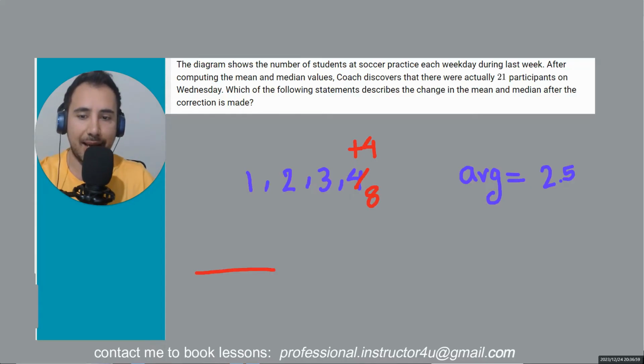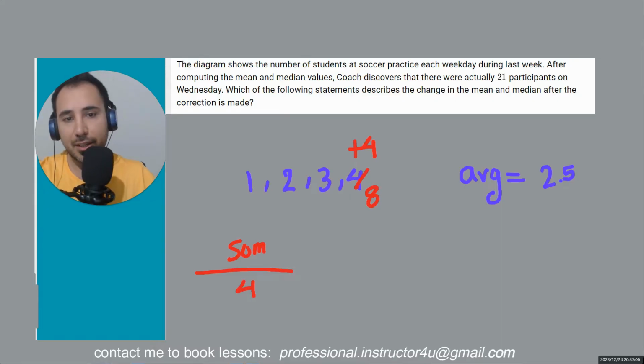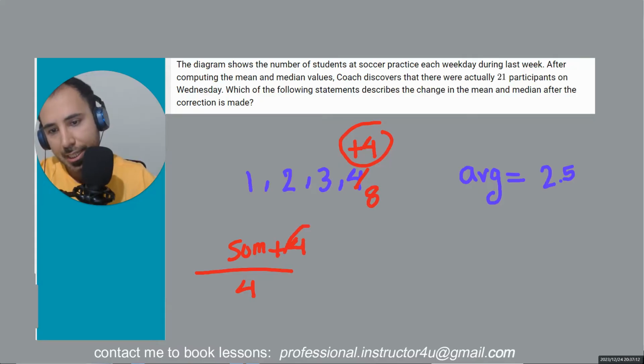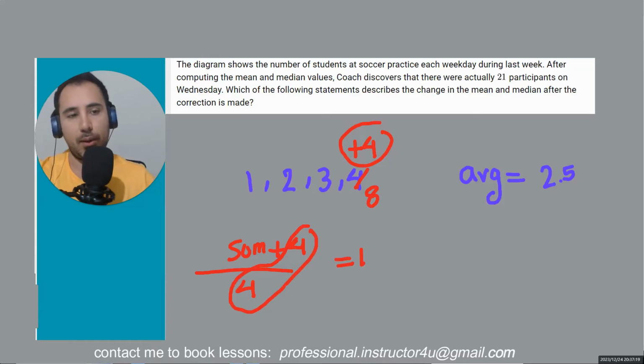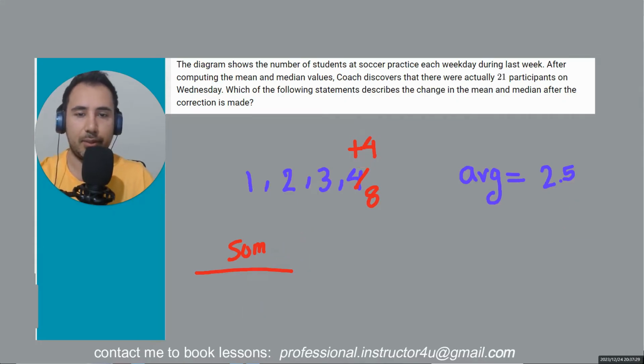But when we do the average, we take the sum of the numbers divided by 4. So when you add these 4 to it, you're actually increasing the average by 4 over 4, which is 1. That's how I know that the average here, with 1 added to it, would be 3.5. If it wasn't clear, just stay with me. We'll do more examples.